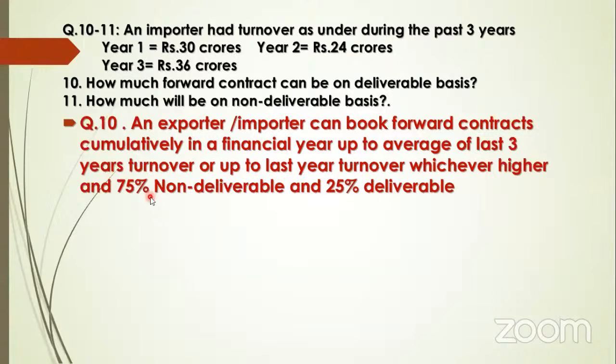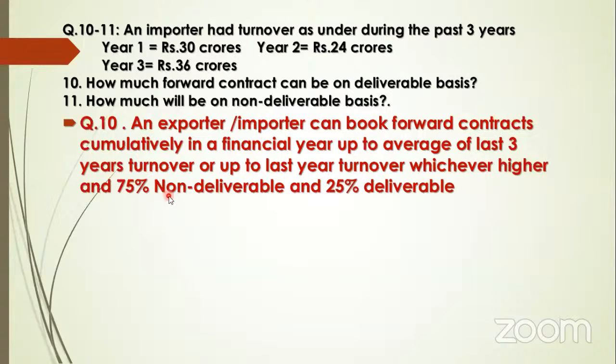Now, how much forward contract you can book is, for an importer, up to the average turnover or last year turnover, whichever is higher. And here, that eligible component will be split into two components. What are the two components? 75% will be non-deliverable. Note down. Those who have got the pen, please note down. What is non-deliverable? Can be cancelable.